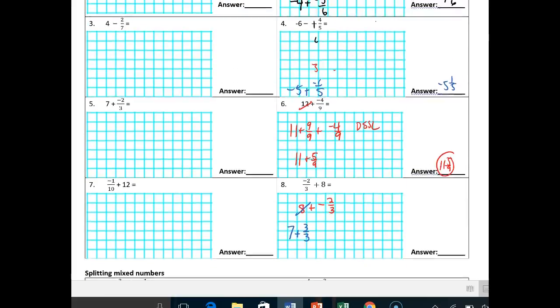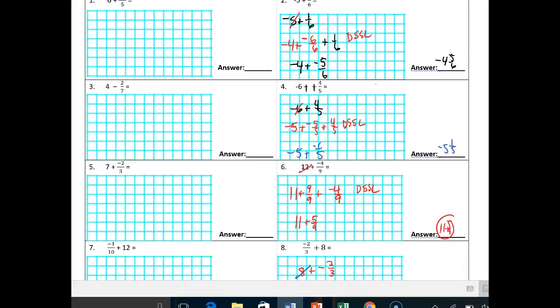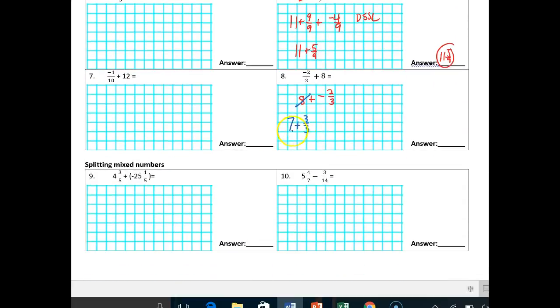If you go back up here and you saw that, you know, the 6 was negative, the 5 was negative in number 2, that's why your whole number was negative and your fraction was negative. Right? So 7 plus 3/3 plus negative 2/3. Right? Again, we have a DSSL. 3/3 plus negative 2/3 should give me 1/3. So 7 plus 1/3, same signs, just slap them together, 7 and 1/3.